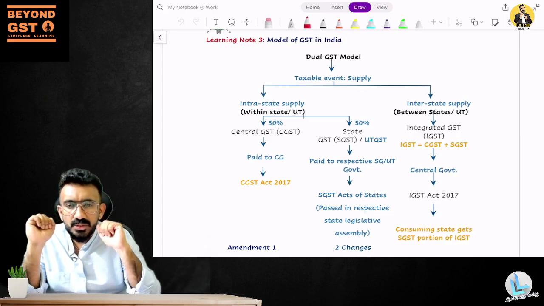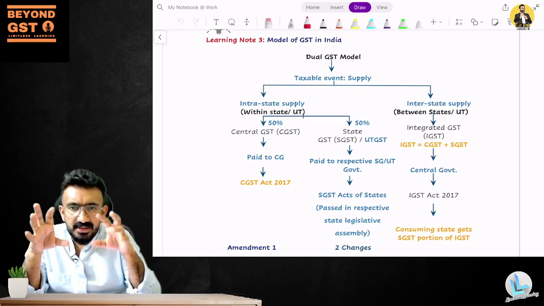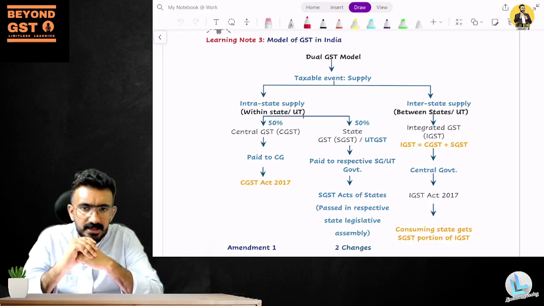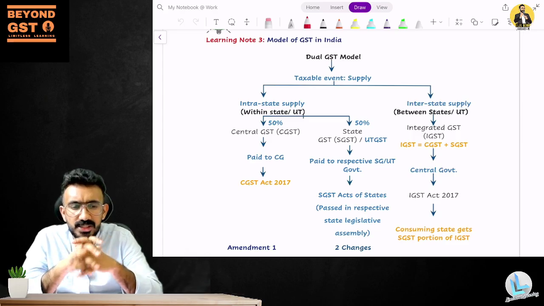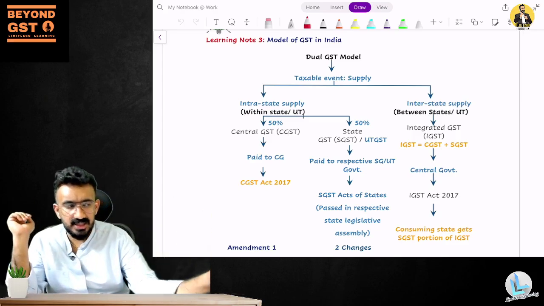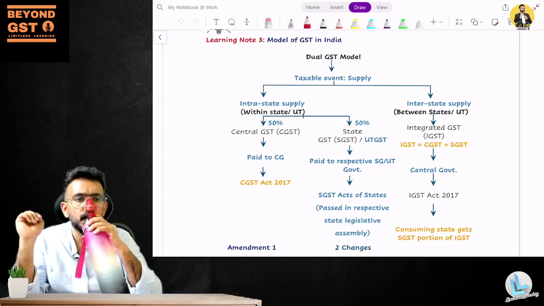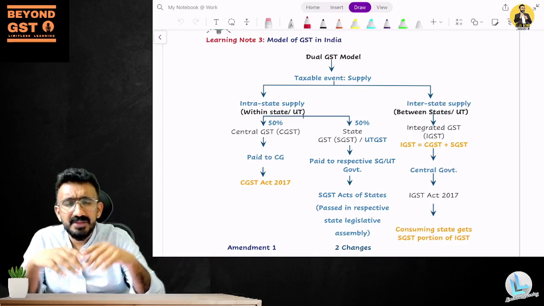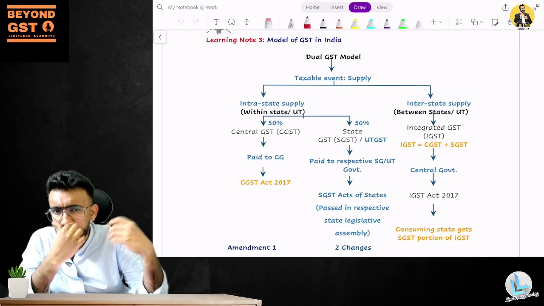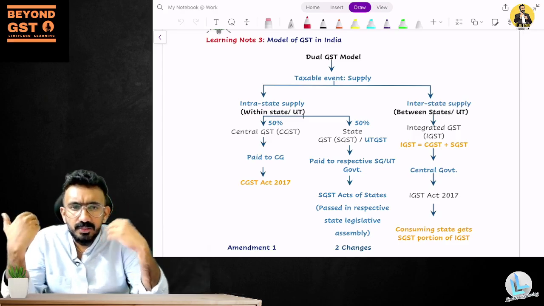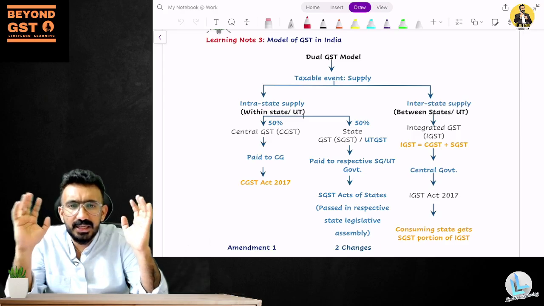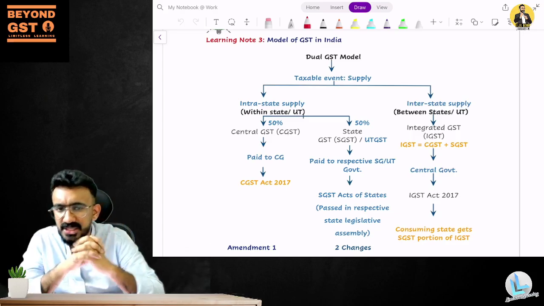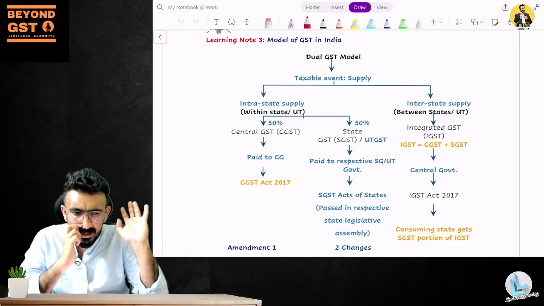Okay. So when the supply is intrastate supply, that is supplies within the state or union territory, instead of one GST in dual GST model, we have two GSTs that is applied. When it is interstate supply, that is supply between the states and union territory, we have a consolidated GST called as IGST or integrated GST is being levied. This is our fundamental understanding.